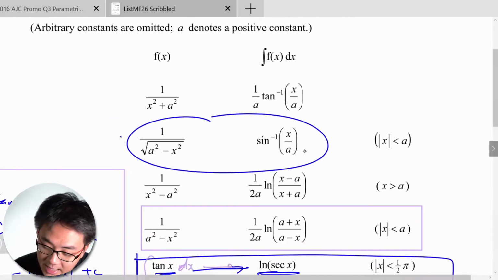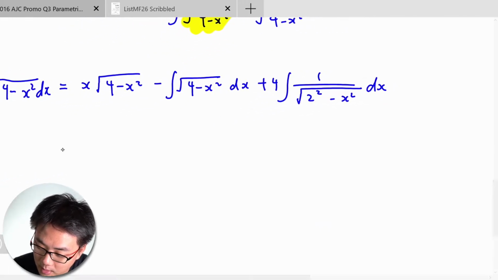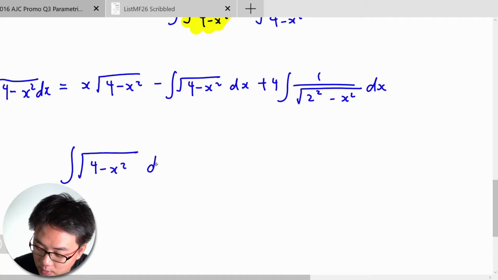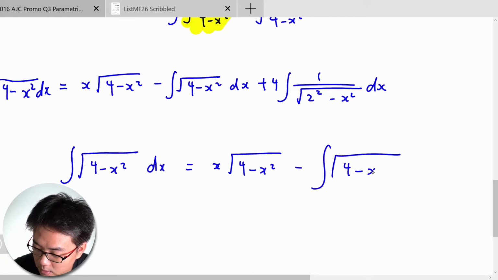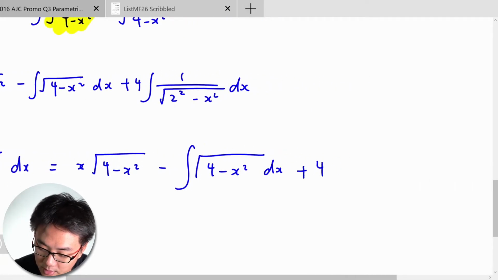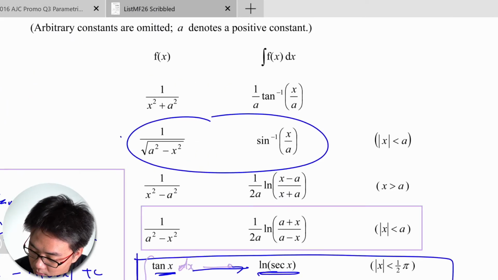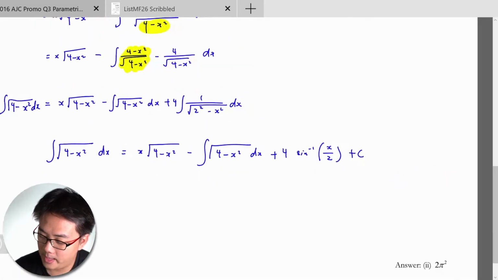Here, sine inverse x over a. So I'm just going to use sine inverse x over a. Okay, so this part here, I'll rewrite again. So I know that integrating square root of 4 minus x squared, I'm doing slowly, is equal to x times square root of 4 minus x squared, minus, you get back yourself, and this would be plus 4 sine inverse x over 2 plus c. Oh yeah, it works well.